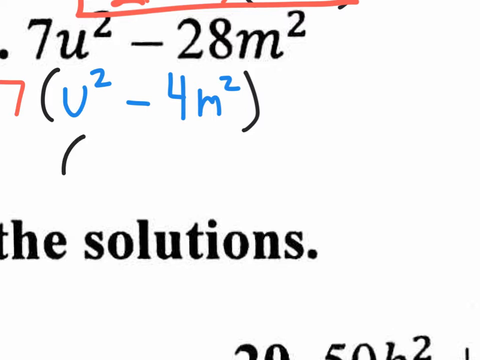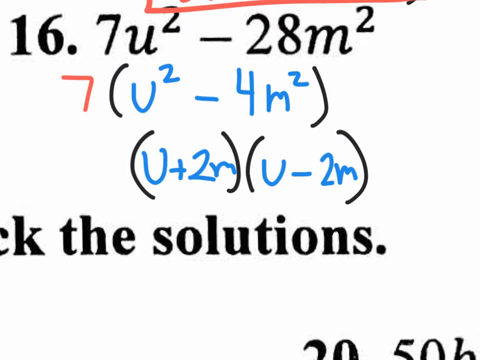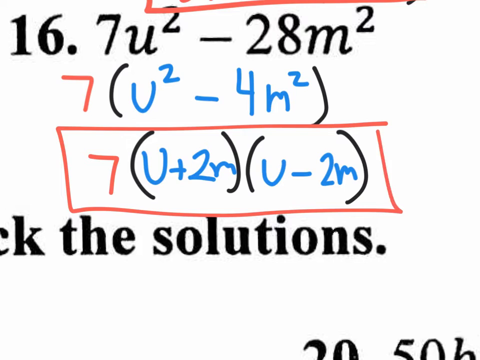Those are the easiest because you could automatically jump to this factored format where you take the square root of u squared and get what? U, and the square root of 4m squared. The square root of 4 is 2, the square root of m squared is m, so 2m. So u and 2m. And let's not forget that one has to be a plus, one has to be a minus in order for you to get the middle term to cancel out. And let's also not forget the outside 7 that we had out there. This is the final factored form right there.